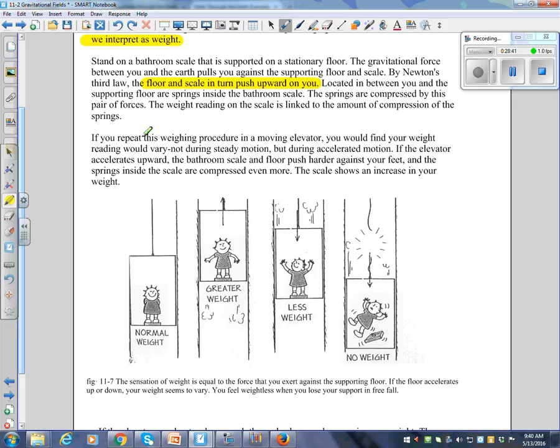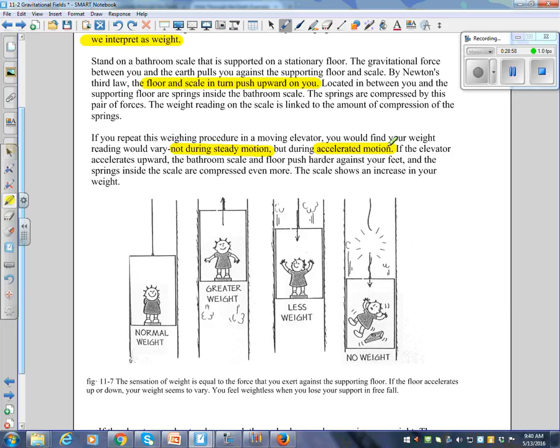If you repeat this weighing procedure in a moving elevator, you would find your weight reading would vary. Not during steady motion, but during accelerated motion. Only when you are accelerating.